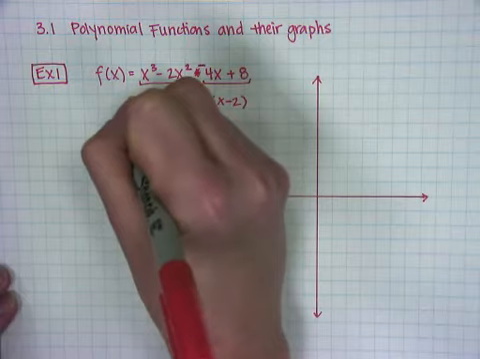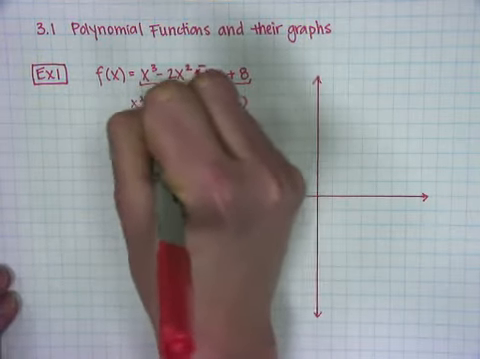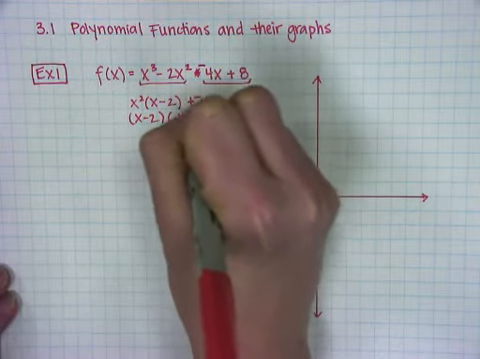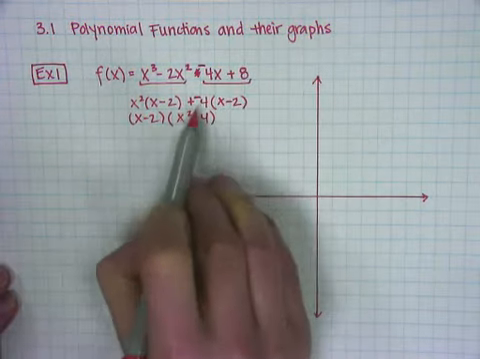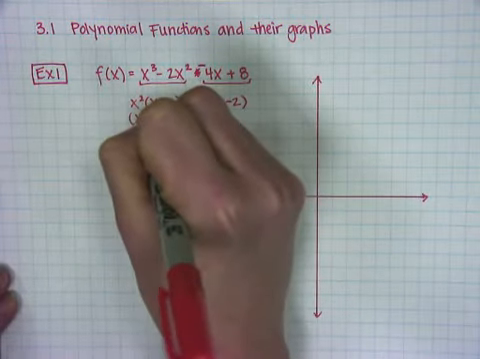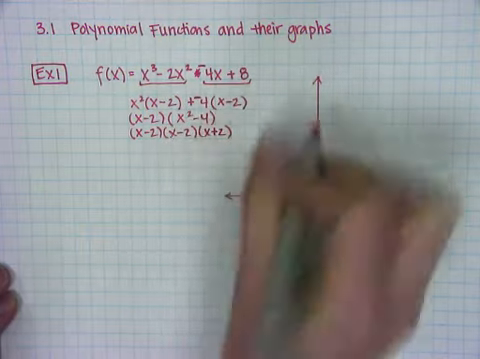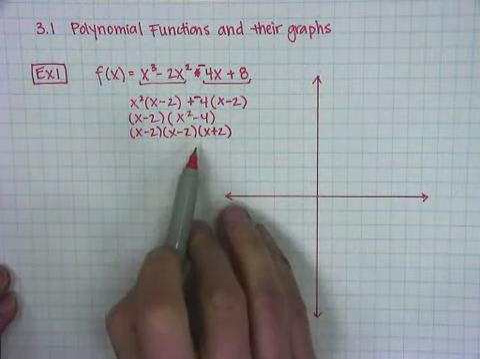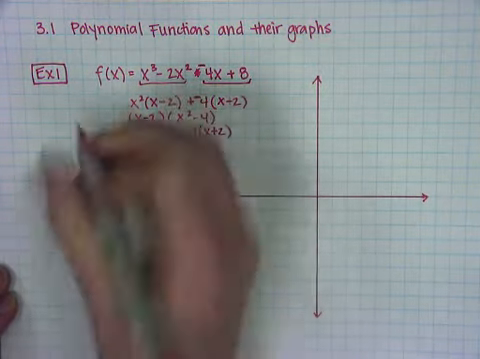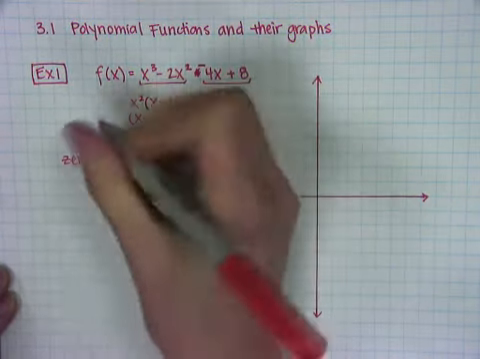So now I'm going to factor it again. I can take out a common factor of x minus 2, and I'm left with x squared minus 4 from these 2 pieces. And then x squared minus 4 I can factor again. So I have x minus 2 times x minus 2 times x plus 2, because x squared minus 4 is a difference of squares.